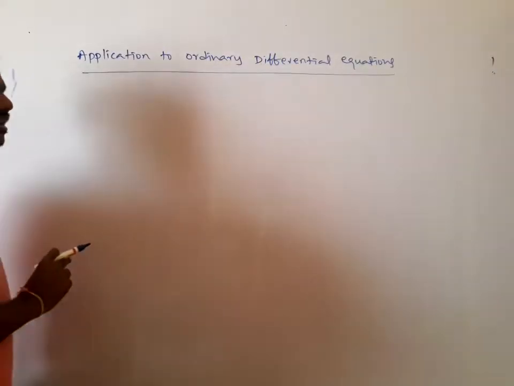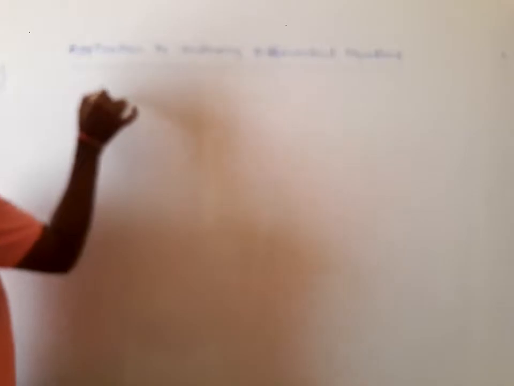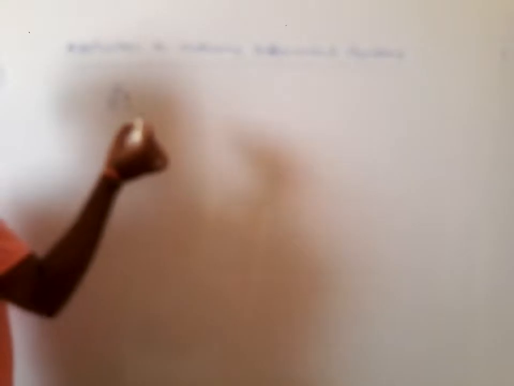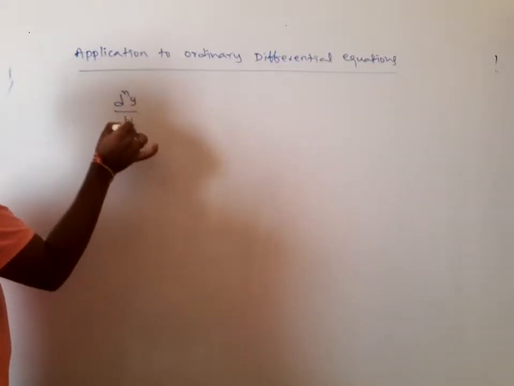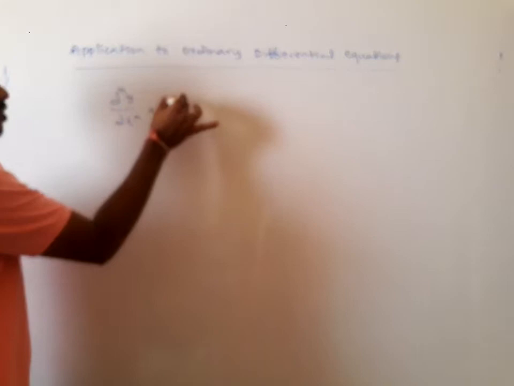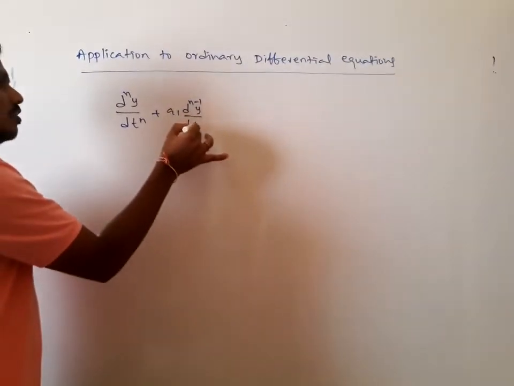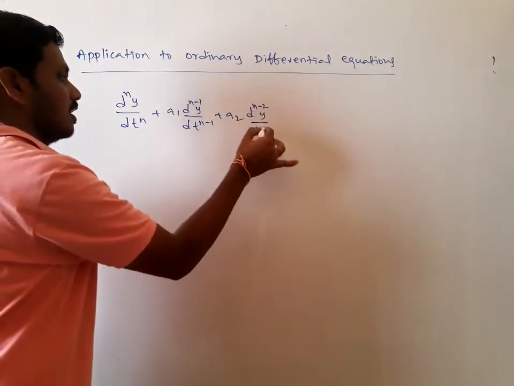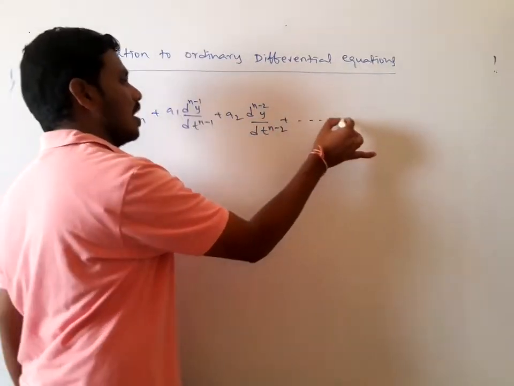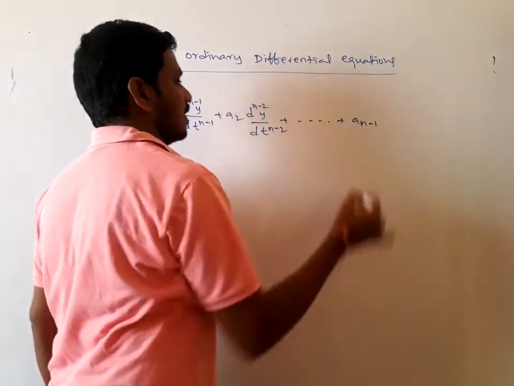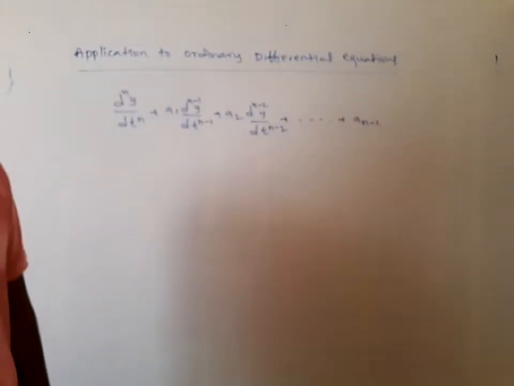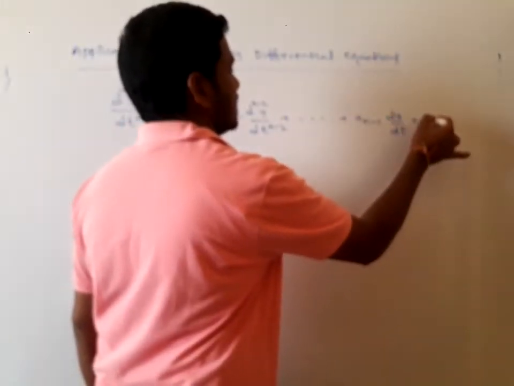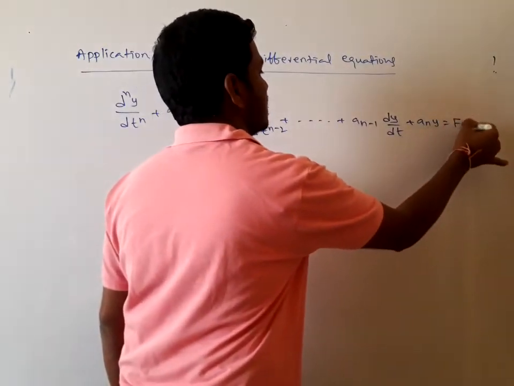Suppose I am going to consider the nth order linear differential equation, that is d to the power of n y by dt to the power of n, generally dx to the power of n, but instead of x I am taking the independent variable as t, plus a1 into d to the power of n minus 1 y by dt to the power of n minus 1, plus a2 into d to the power of n minus 2 y by dt to the power of n minus 2, and so on, plus an minus 1 into dy by dt plus an into y is equal to some function of t.